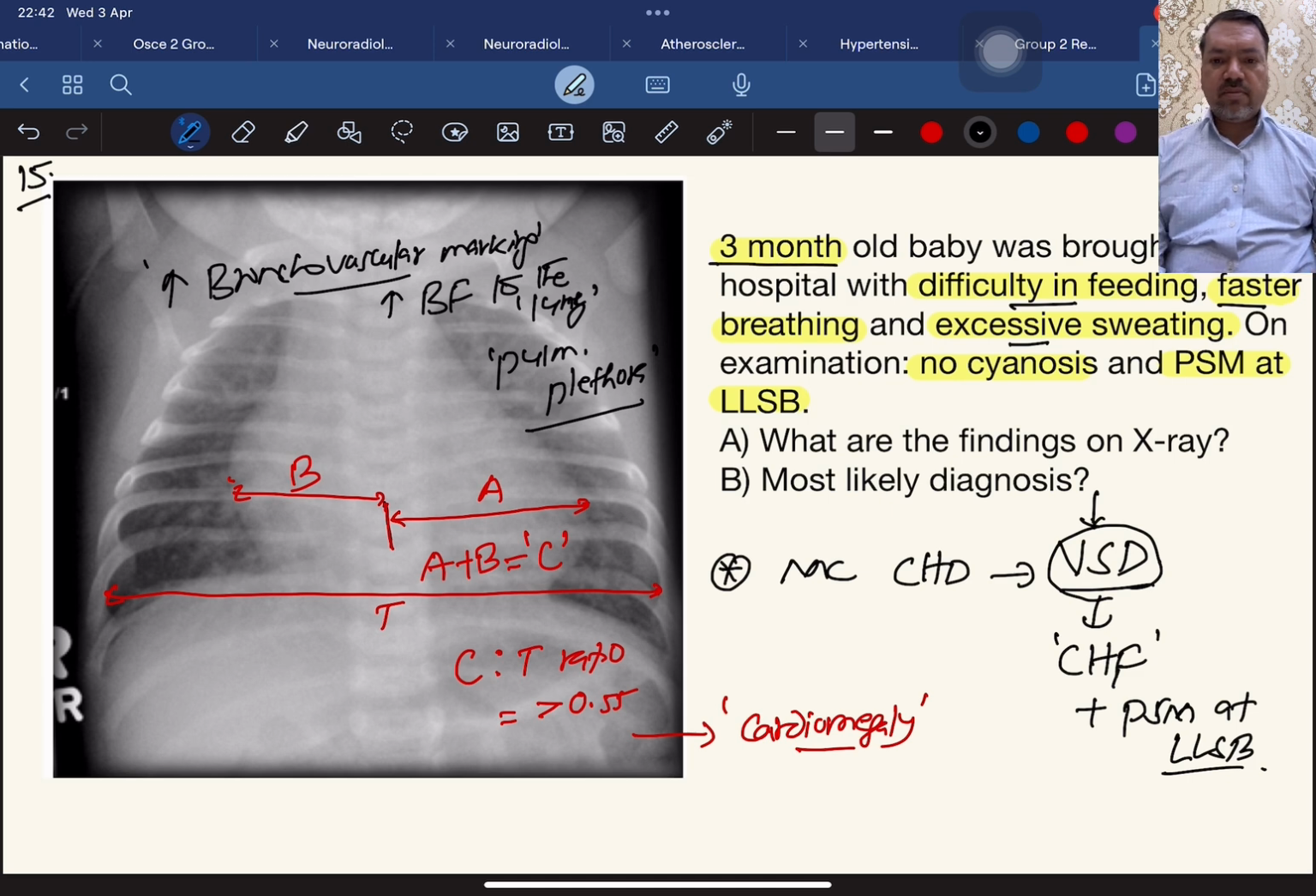Why does VSD take a little bit of time to manifest? Why doesn't it manifest quite early after birth? The answer is, during intrauterine life, the pressure inside the pulmonary vasculature is very high. It takes time for that pressure to drop, and usually it takes around 6 to 8 weeks for the pressure to drop, and that's when the left to right shunt will establish.